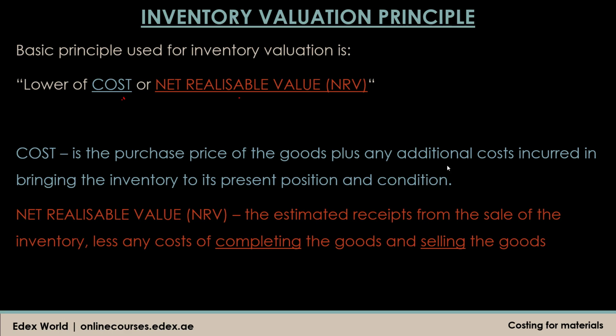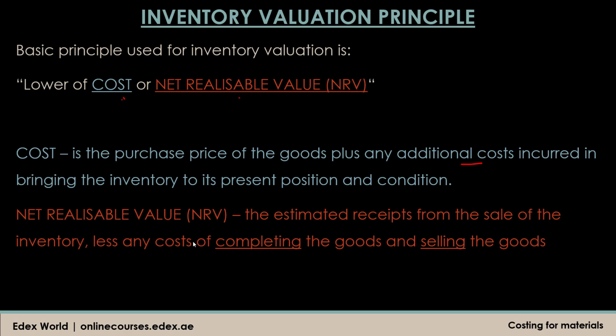So additional cost examples would include expenses like carriage inward, custom duties, especially if you're importing the items from some other country, or any other cost that is necessary to be incurred, because if you don't incur that cost, you will not get the inventory at your business location. So all such costs, along with the purchase price of that item, form the cost of that item.